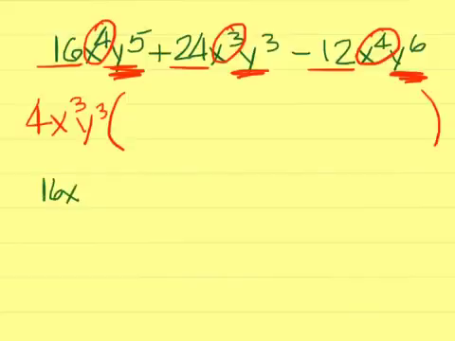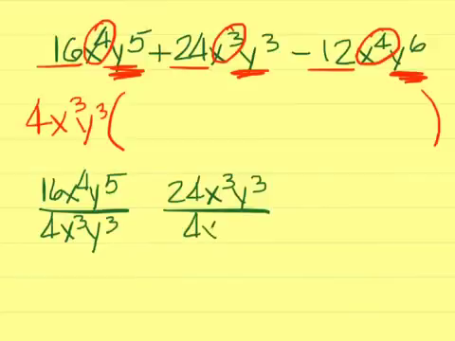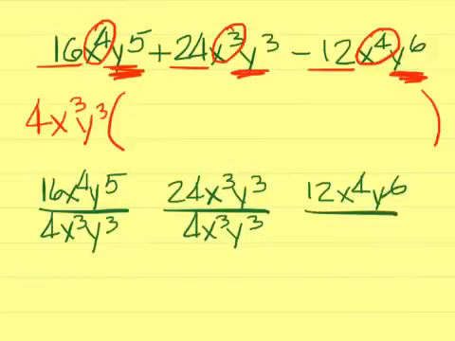So 16x to the fourth, y to the fifth, divide that by 4x to the third, y to the third, and then you'll also have 24x to the third, y to the third over 4x to the third, y to the third. And then you'll finish off with 12x to the fourth, y to the sixth, divided by 4x to the third, y to the third. And do your cancellations here.